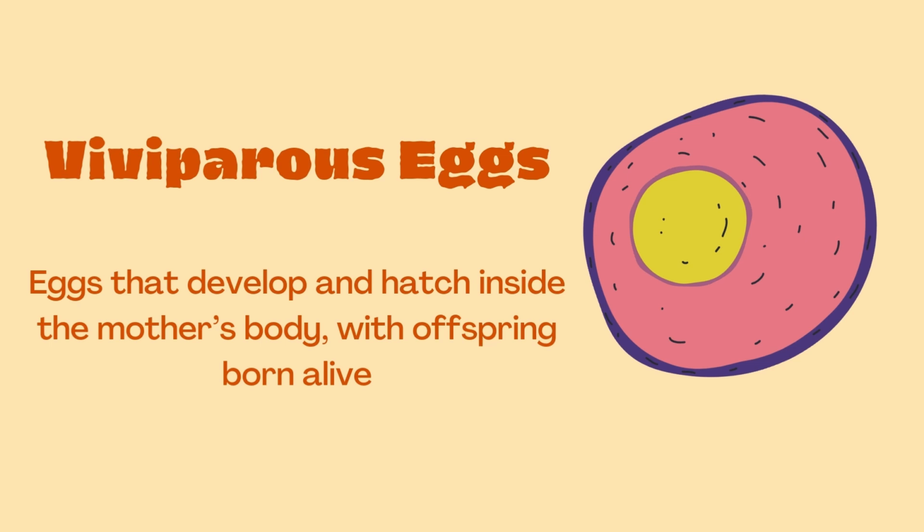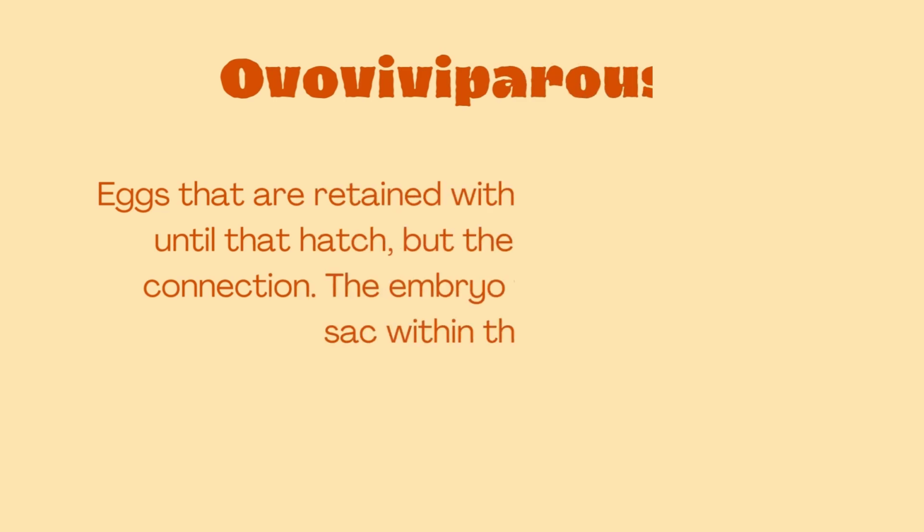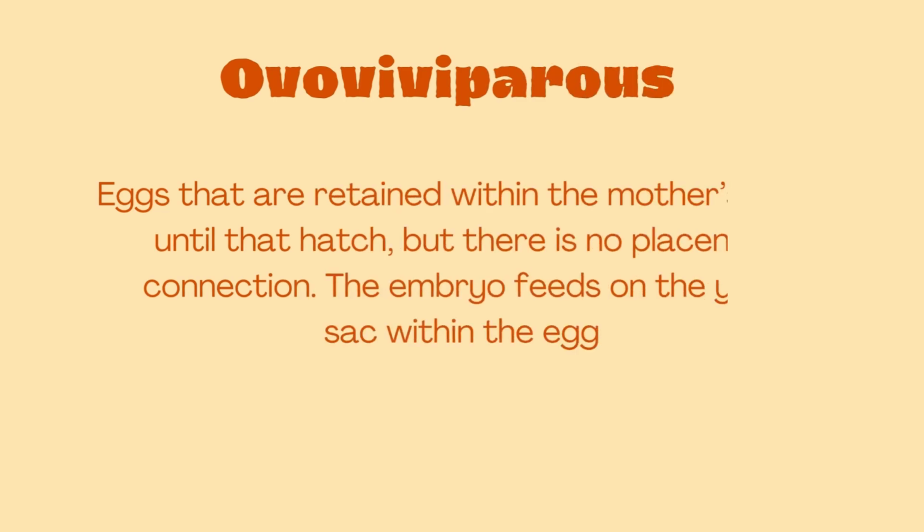The third is the ovoviviparous eggs, the eggs that are retained within the mother's body until they hatch, but there is no placental connection. The embryo lies on the yolk sac within the eggs. So this is the case of some species of sharks and snakes, where the eggs are retained within the mother's body, but there is no placental connection. So here the embryo will feed on the yolk sac within the eggs. Okay?